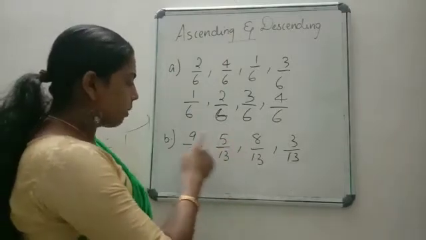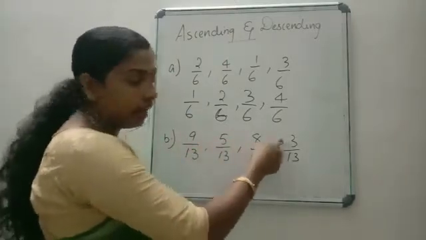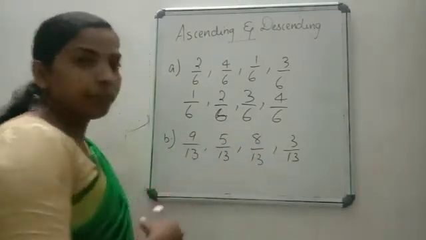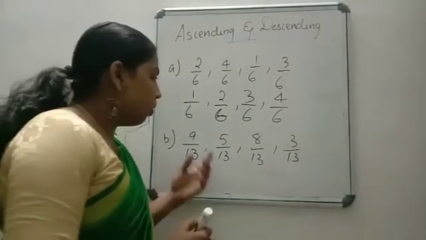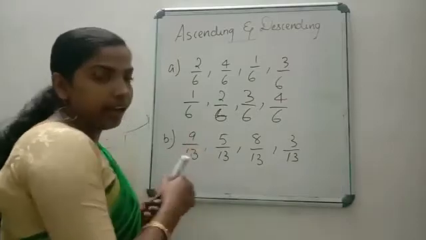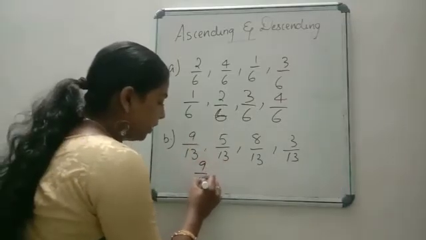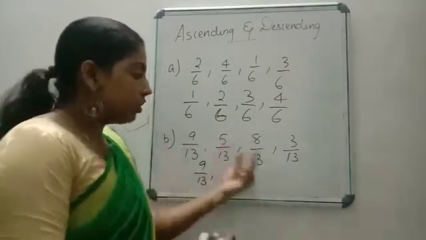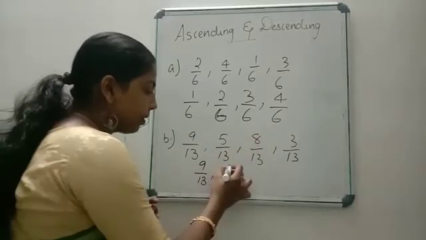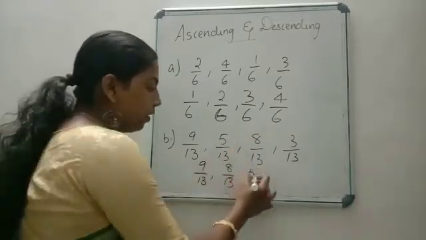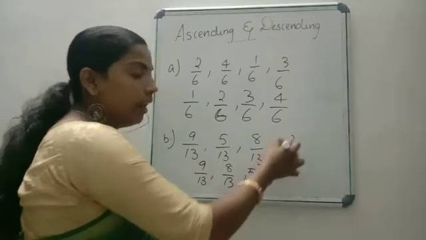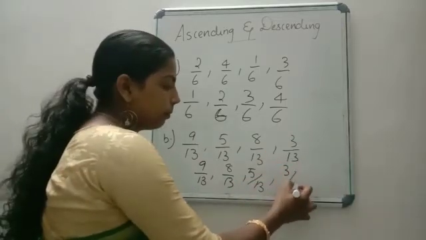Which is the biggest among this? 9, 5, 8, 3, 9. So which is the biggest among this? 9. So 9 by 13 first in descending order. Which is the next number? 8. So 8 by 13. After that which is the smallest? 5. 5 by 13. Then 3 by 13. Okay.